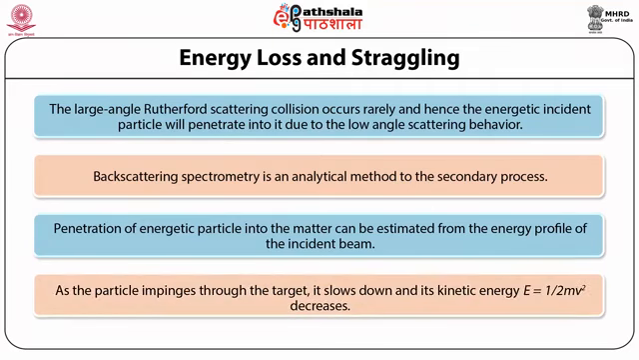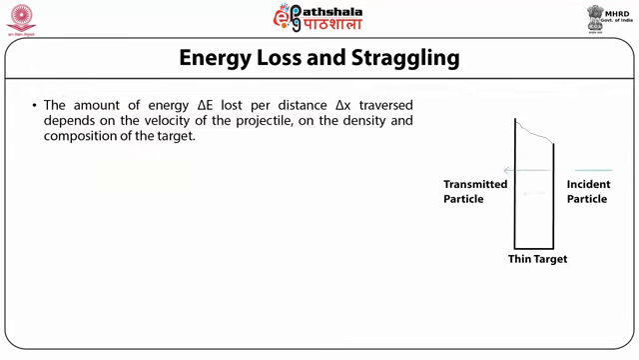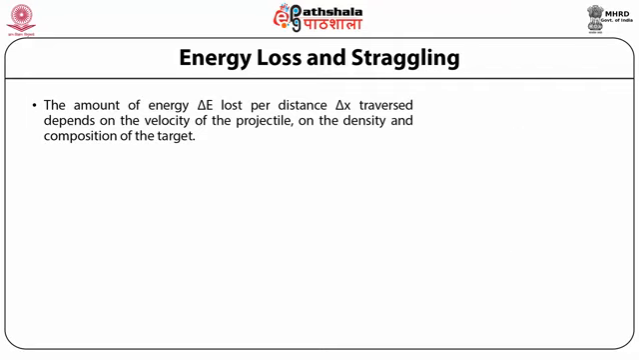As the particle impinges through the target, it slows down, and its kinetic energy E, equal to half mv squared, decreases. The amount of energy delta E lost per distance delta x traversed depends on the velocity of the projectile, and on the density and composition of the target.